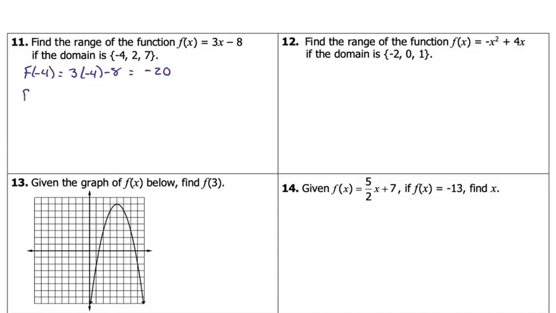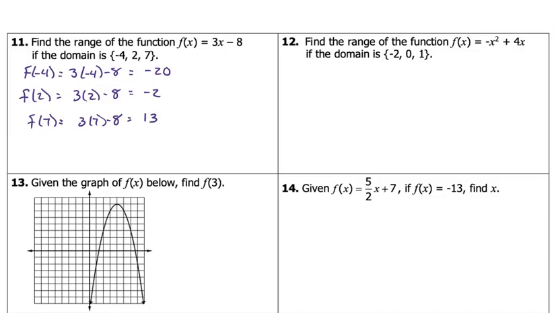Okay, and then we would find f at 2, so that would be 3 times 2 minus 8. Well, 3 times 2 is 6, and 6 minus 8 is negative 2. And then we do the last one separately. That would be f at 7 equals 3 times 7 minus 8. 3 times 7 is 21, and 21 minus 8 is 13.